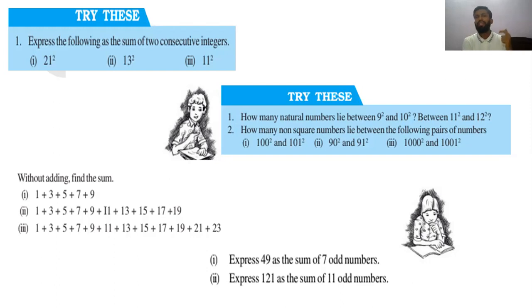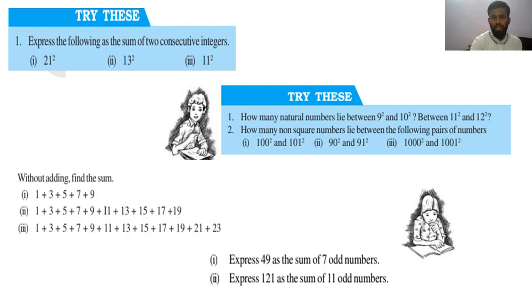So first number is (11 square minus 1) by 2 and second number is (11 square plus 1) by 2. For the second number, you can simply add 1. So (11 square minus 1) by 2 means (121 minus 1) by 2, which is 120 by 2, which is 60, and the second number is 61. So 60 and 61 are two consecutive numbers. Obviously, adding 60 and 61 gives 121.